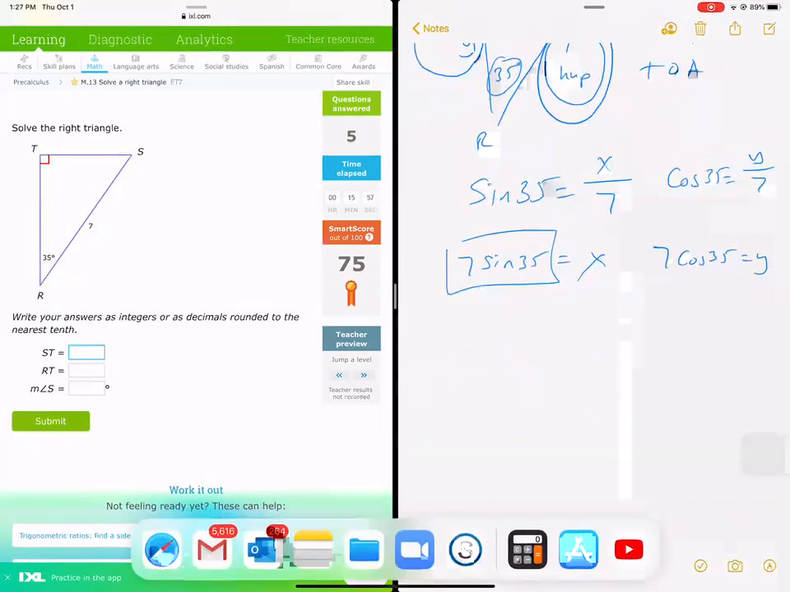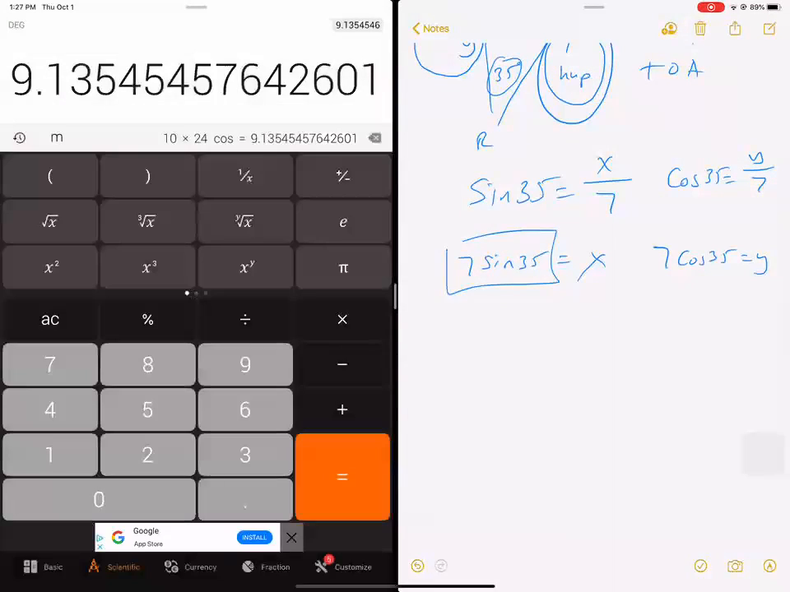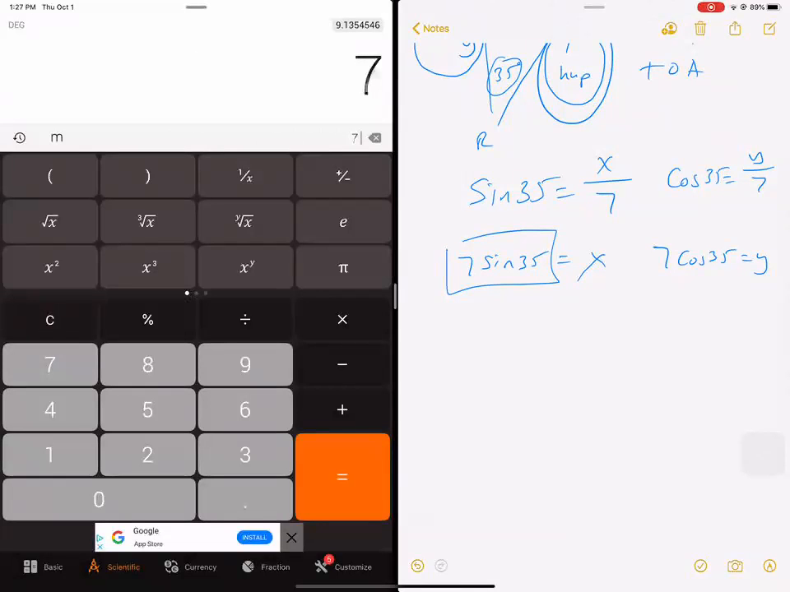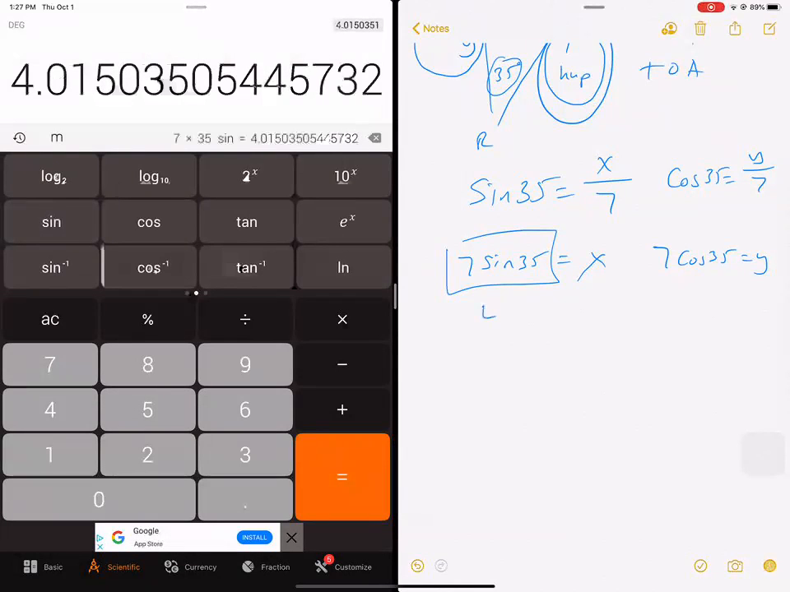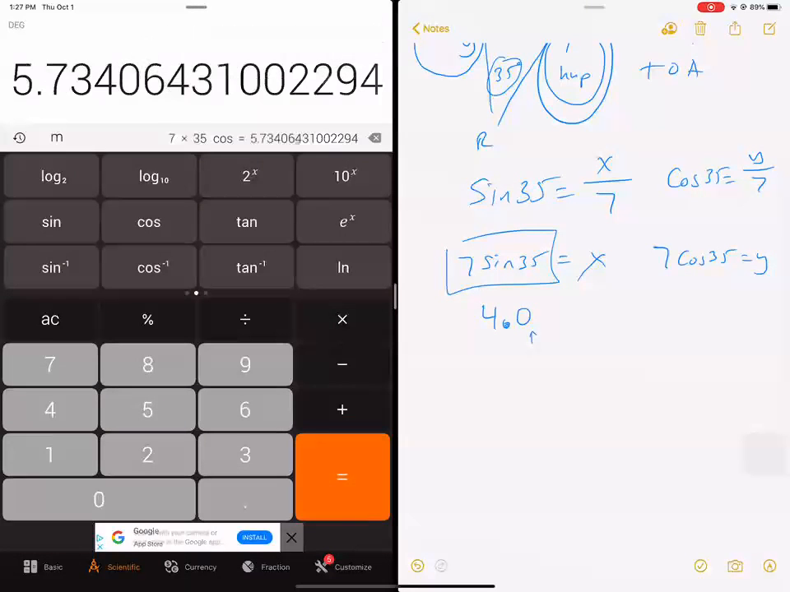And now we use the calculator. We're going to just type it as we see it in degrees. 7 times 35 sine, equals 4.0, rounding to the nearest tenth. And then we'll do the next one. 7 times 35 cosine equals 5.73, rounding to 5.7.